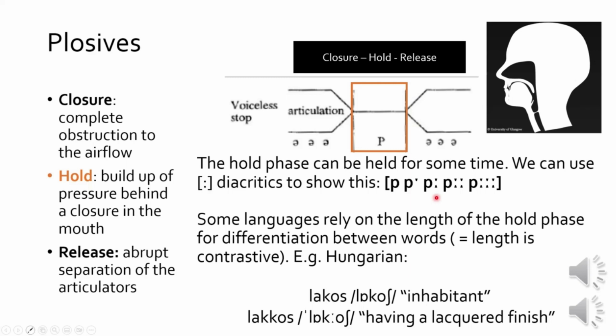So, for example, that will be a case where you would be using these lengthened diacritics to show that the ga sound is longer in its hold phase, yeah? But it's interesting that in languages like Hungarian, for example, keeping the hold phase longer can actually mark a difference between words. Yeah. So inhabitant here versus the word that could be in English could be treated as having a lacquered finish.